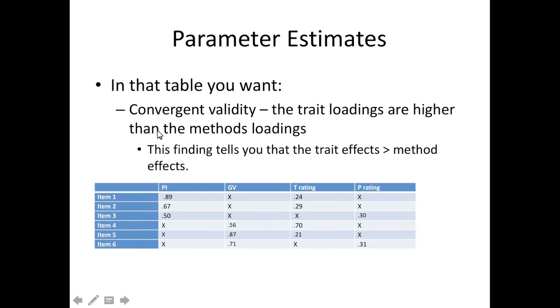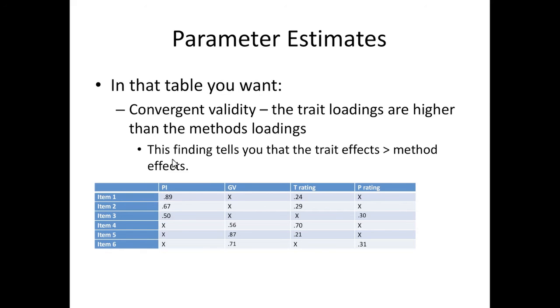Okay. And then if I filled in those numbers with some fake data here, essentially what I'm wanting to find is that the trait loadings, the standardized loadings, are higher than the methods loadings. These are standardized because we're standardizing on the latent variable. So these will be z-scored. And this finding will tell you that the trait effect is better than the method effect. That's not something we've tested so far.